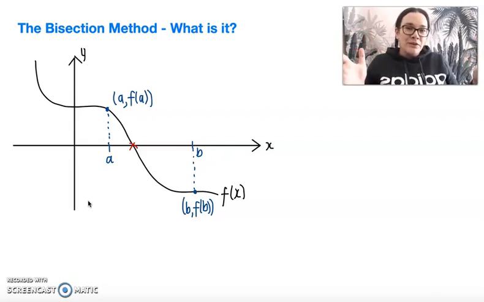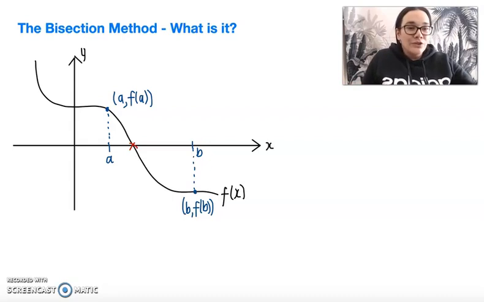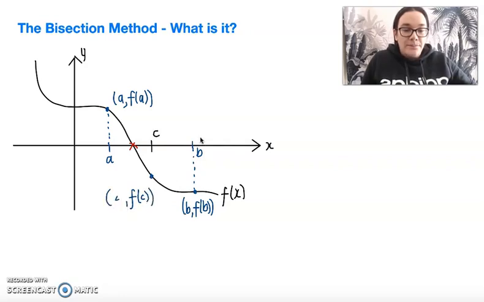I don't want to investigate every single little point in between a and b, so we use the bisection method. Bi meaning two, section. So we're going to split our section into two, and we do it exactly in half. So what we do is we work out the midpoint, the halfway point between a and b. So I'm going to call this new point c. And c also has a corresponding point on our curve. The y coordinate is f of c, and the x coordinate is c.